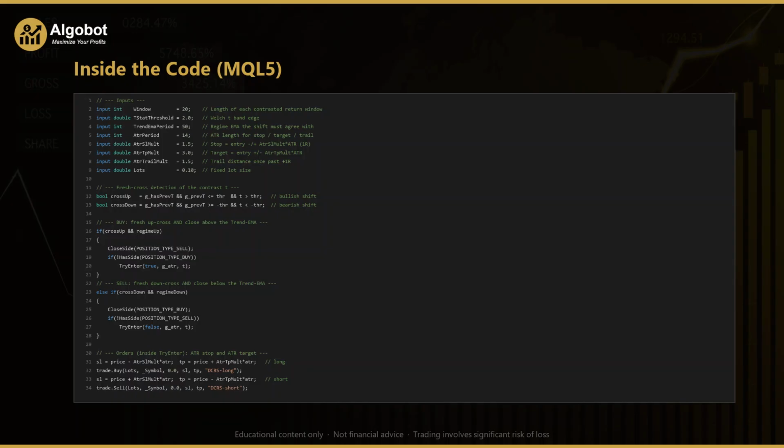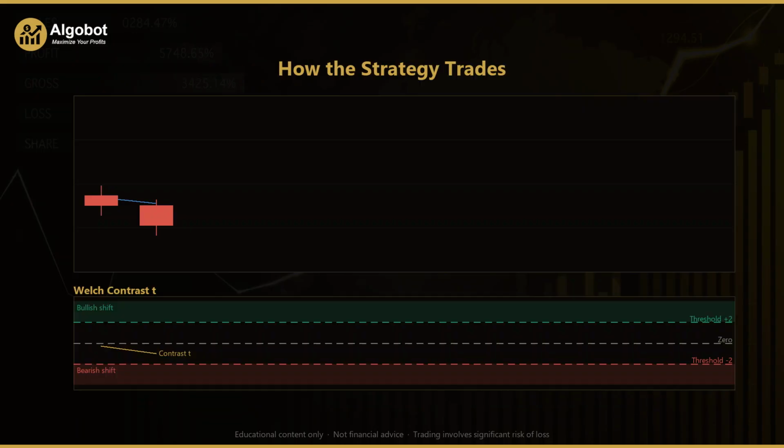For a long, the stop is entry minus 1.5 ATR and the target is entry plus 3 ATR, sent with trade.buy. For a short, those distances simply flip, sent with trade.sell. Clean, symmetric, and fully rules-based. Let's bring the whole thing to life on this illustration.